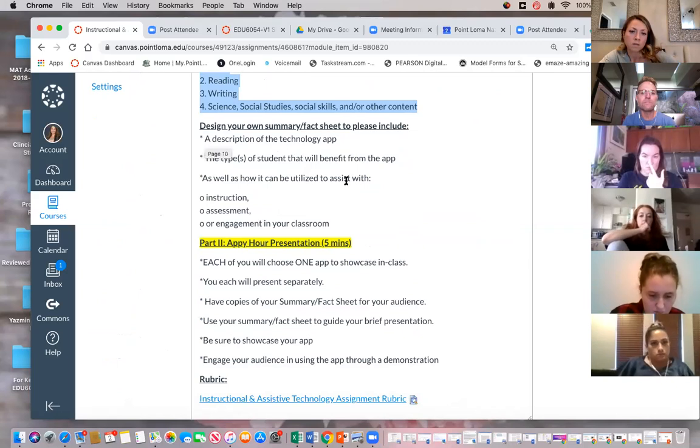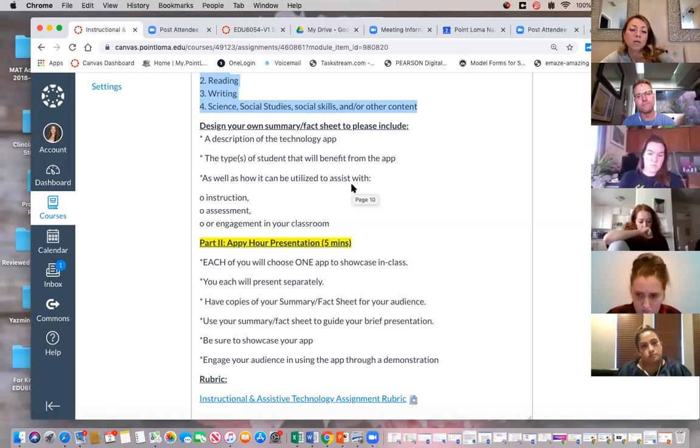So a description of the technology app, the types of students that will benefit from the app, as well as how it can be utilized to assist with instruction, assessment, or engagement in your classroom. Okay, so that's what you'll be including in your summary fact sheet. You also may want to include whether it's a free resource or not.